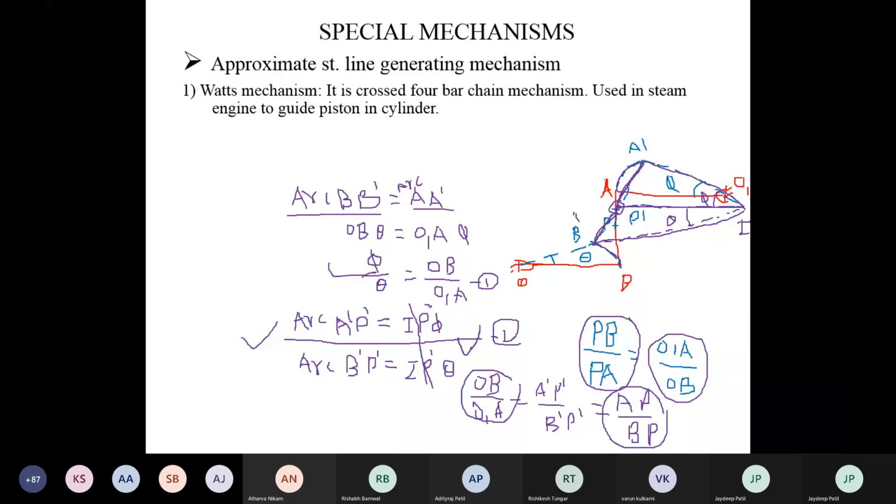Again, P is a point on link AB. There is no change in the length of the P from A and B. Okay, means you can write down here AP upon BP. Okay, means you will get here OB upon O1A is equal to A dash P dash upon B dash P dash. You have to rewrite this A dash P dash in the form of AP upon BP. Okay, and you have to see what you have to prove.